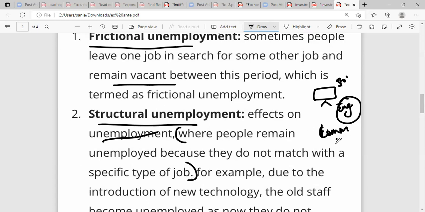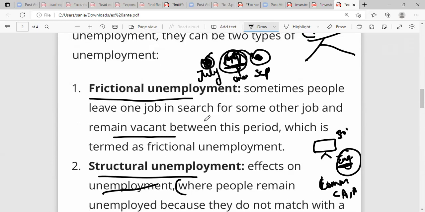You have the skill, you can become a CA, right? You can become an accountant and all that, finance, HR and all that, but you cannot become an engineer or doctor, right? So why are you unemployed? Because right now the vacancies are for engineers and not for chartered accountants or HR and all that. Okay, so that's why you are unemployed. That is structural unemployment.